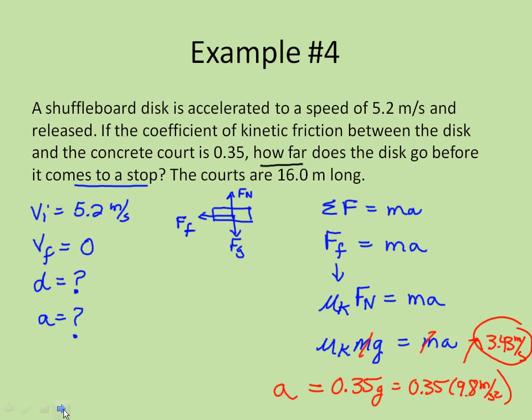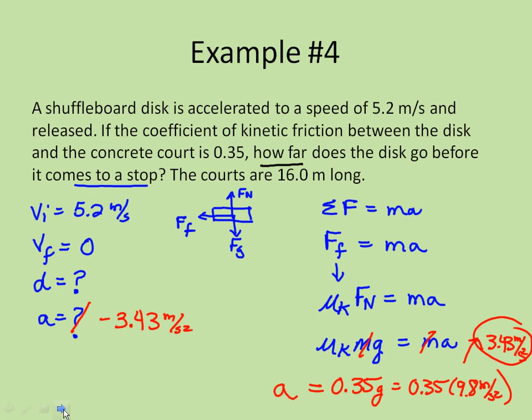So you don't need to know the mass. Now we know the acceleration. It is negative because it's slowing down. That is something you would have to put in there yourself, per second squared. I don't think I put the squared on it. Now we can find D. It's a regular kinematics equation. So let's go to the next page.